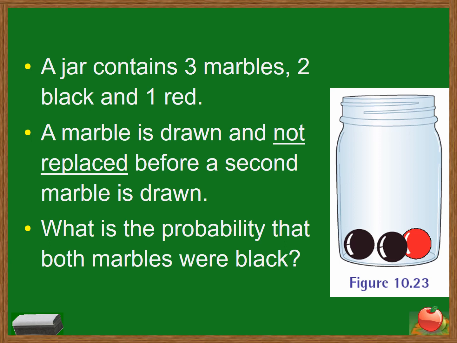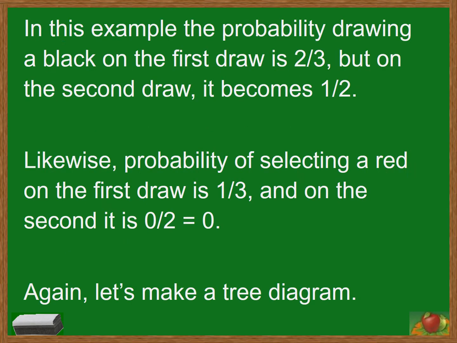Now let's change the experiment. This time we're not going to replace the marble before we draw a second marble. So what we want to find is what's the probability that both marbles are black. We have the same jar. We're just not going to replace the marble after we draw it. So drawing a black on the first draw is 2 out of 3. But on the second draw, because we leave that first black marble out, now there's only one red and one black in the jar. And the probability of drawing a black there is 1/2.